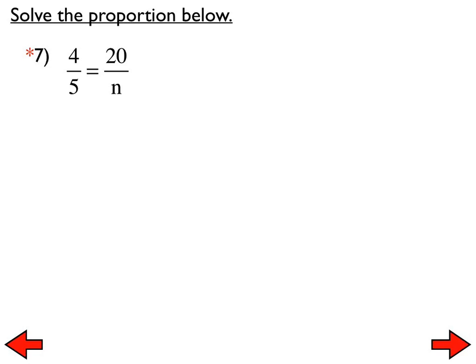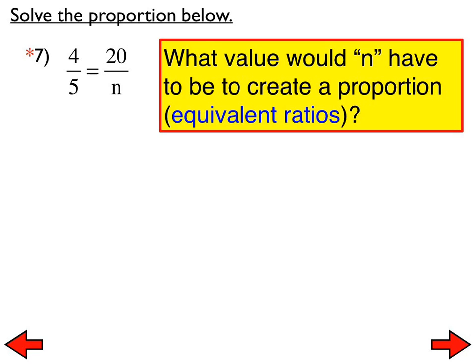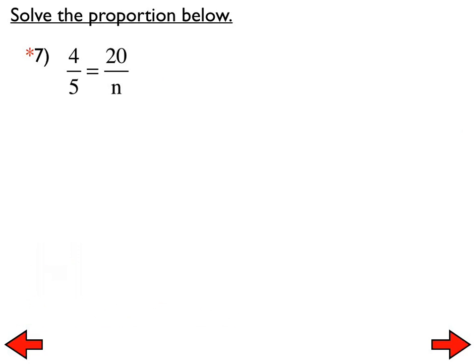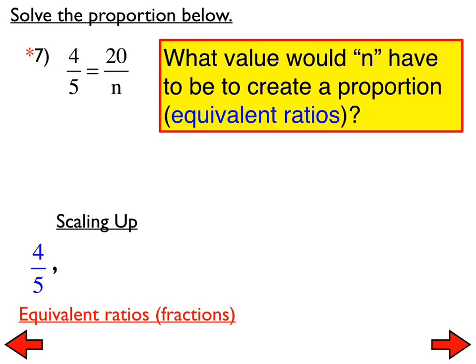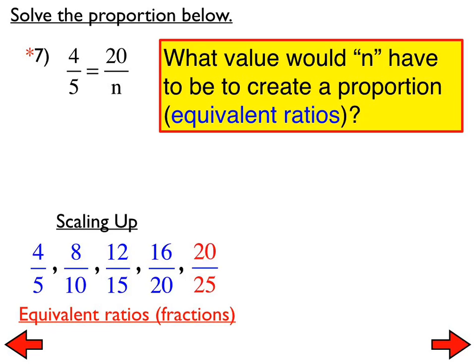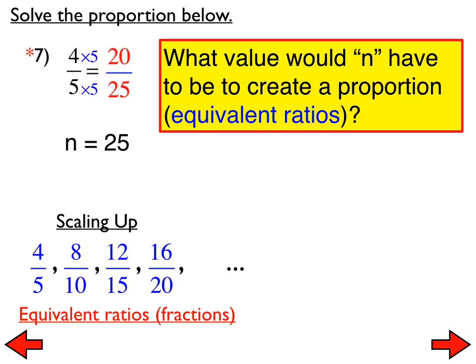You would multiply 4 times 5 to get 20. Yep. And then on the bottom, you do the same thing. 4 times 5, and n is equal to? 25. Very good. You could scale it up by creating equivalent ratios, or as Aiden said, you can multiply top and bottom by 5 to get a value of n equals 25.